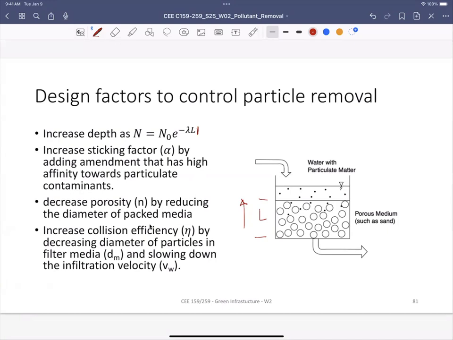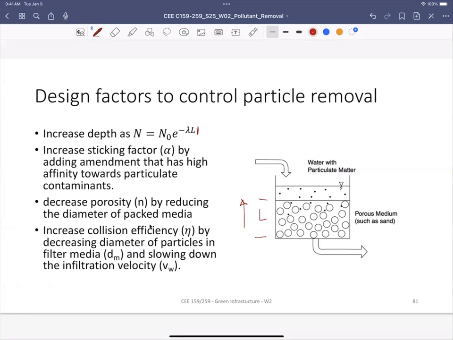If you make the filter media more attracted towards the particles, with a significant attractive force, then you can change that. You can decrease the porosity by just making the size smaller. So if you mix sand with some kind of soil or other materials, the relative porosity is going to decrease, which means you can increase removal. That's why if you have just a sand filter and mix it with some kind of amendment with smaller particles, it will remove a lot more fine particles. But in this case, the flow rate will decrease.